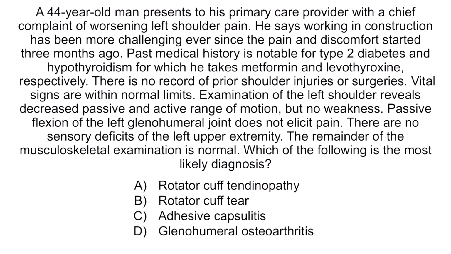Examination of the left shoulder reveals decreased passive and active range of motion, but no weakness. Passive flexion of the left glenohumeral joint does not elicit pain. There are no sensory deficits of the left upper extremity. The remainder of the musculoskeletal examination is normal. Which of the following is the most likely diagnosis? A. Rotator cuff tendinopathy. B. Rotator cuff tear. C. Adhesive capsulitis. Or D. Glenohumeral osteoarthritis. All right, the correct answer is C.